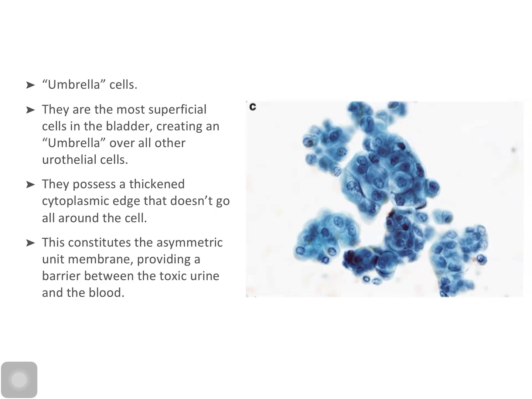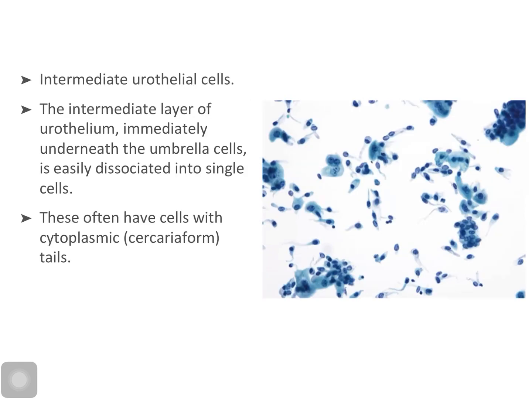Umbrella cells. These are the most superficial cells in the bladder, creating an umbrella over all other urothelial cells. They have a thickened cytoplasmic edge that does not go all around the cell. You can see in this cell there is a thickened cytoplasmic edge all around, but here it is absent. This constitutes the asymmetric unit membrane, providing a barrier between the toxic urine and the blood.